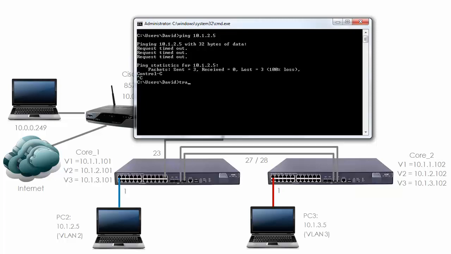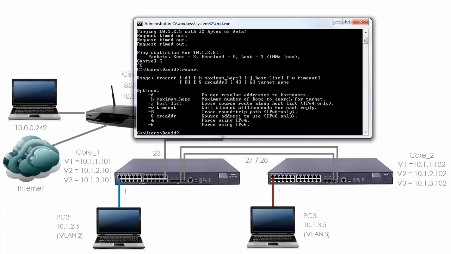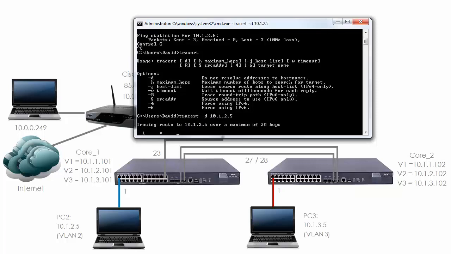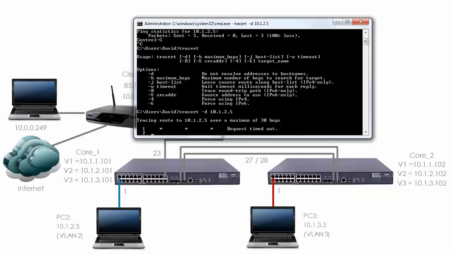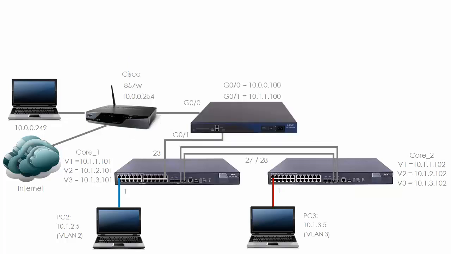So, tracert, and notice there are various options here, but we're going to go for tracert -d so that there's no resolution of names. 10.1.2.5. As you can see, the first hop times out. Our first hop or default gateway doesn't know about that route. So it looks like our router doesn't know about that route.